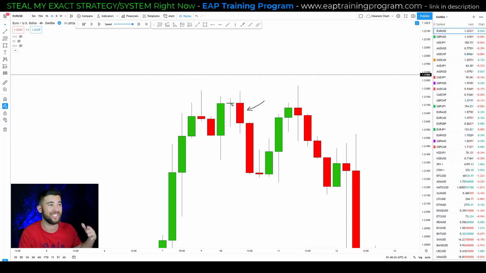Literally, as we said earlier, it's just when the body of this candle, the second candle, is bigger than the body of candle number one. So with that being the case, this is a valid bearish engulfing. For a valid bullish engulfing, do you see one on the chart?